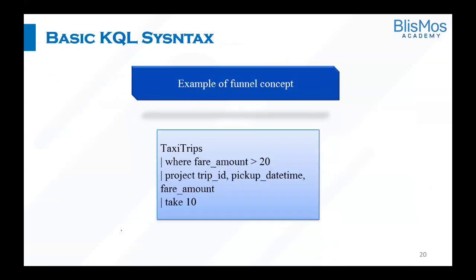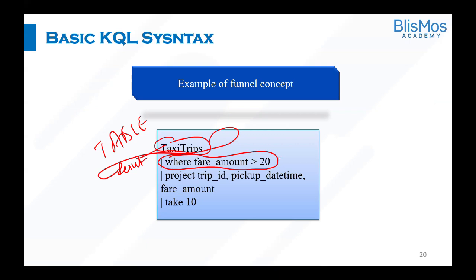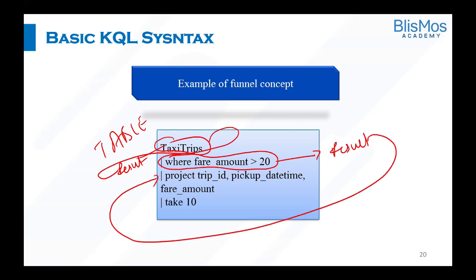So let us take an example here. TaxiTrips is a table. When I say TaxiTrips, it is getting all the rows of the table. The result of that is funneled to this particular command. What are we doing in this command? We are filtering for the fare amount which is greater than 20. Excellent. Now this will produce some results, and this result is funneled to the next. What are we doing here? We're looking for trip ID and pickup datetime based on the fare amount which is greater than 20.